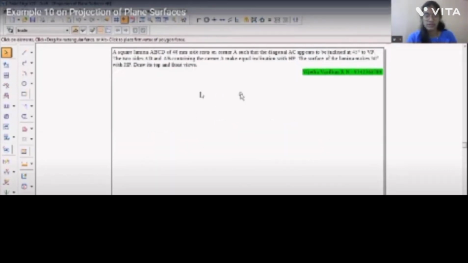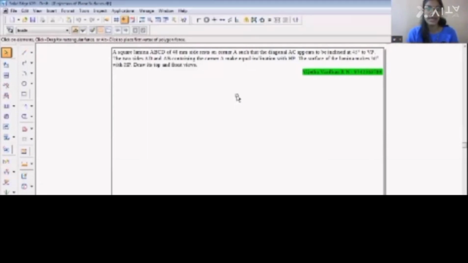Let's go with another question. A square lamina ABCD of 40 mm side rests on the corner such that diagonal AC appears to be inclined at 45 degrees to VP. The two sides AD and AB containing the corner A make equal inclination with HP. The surface of the lamina makes 30 degrees with HP. Draw its top and front views.